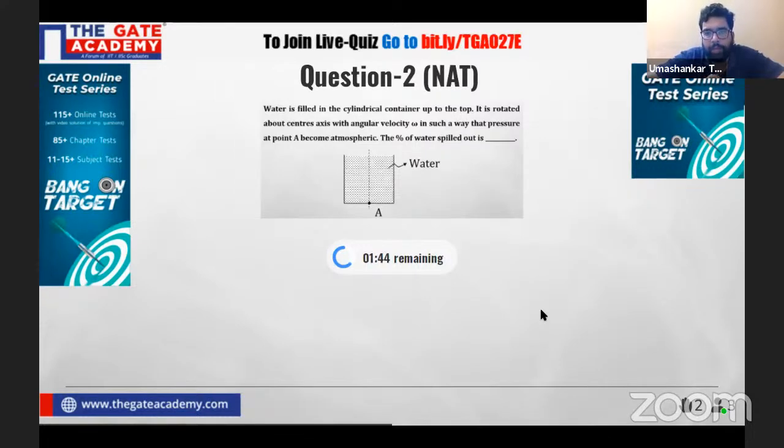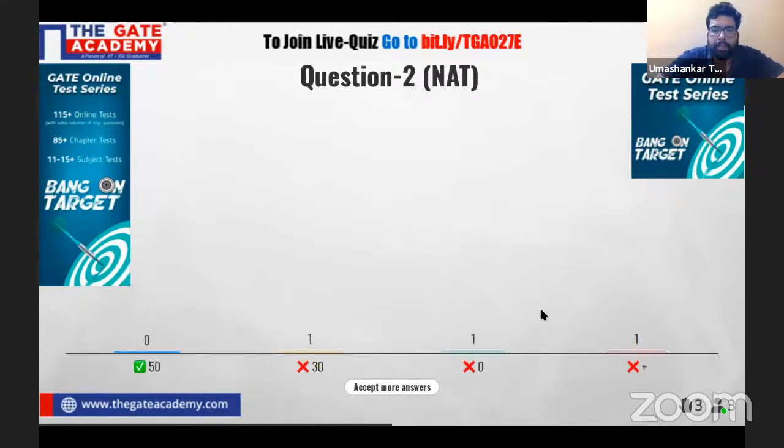So in this, we have a container, we have water in that container, and we are making this water rotate about a central axis, right? Now, when we make this rotate about the central axis, definitely I think all of us can think of this, that some water will get spilled out, right? And this is happening in a way that the point A you see on the container has atmospheric pressure, right? You have to tell what is the percentage of water being spilled out. So we do these kinds of questions in dynamics, right? Forced vortex motion.